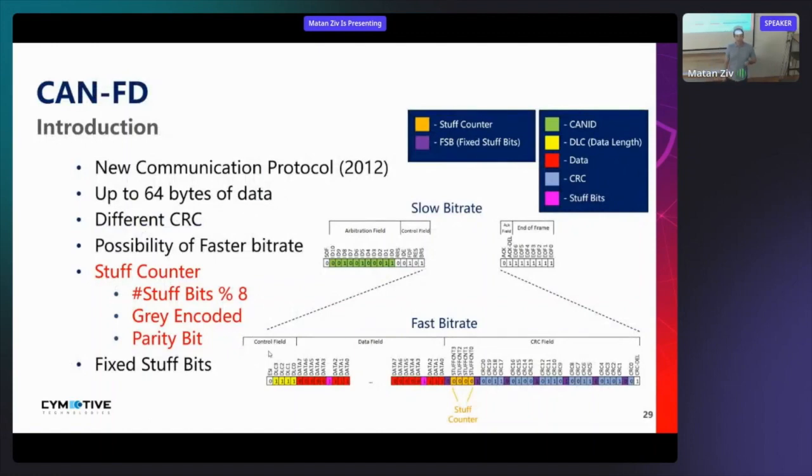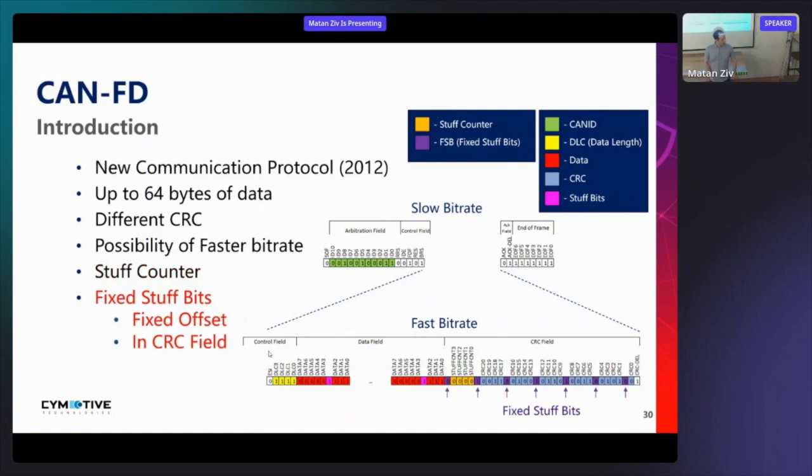Other fields that were added in the FD are a stuff counter, which is a counter of the stuff bits that were encountered up to this stage. And there is a new concept of fixed stuff bits. These are, again, bits that are used to make sure that edges are there. But while the regular stuff bits occur every time a sequence of 5 consecutive bits is sent, these are in specific offsets in the CRC field. So in the CRC field, as you can see, every 5th bit is a fixed stuff bit.